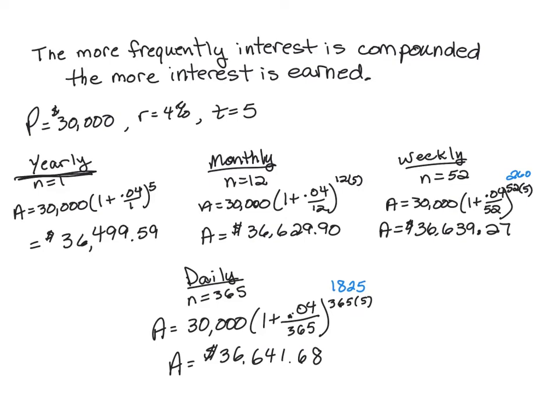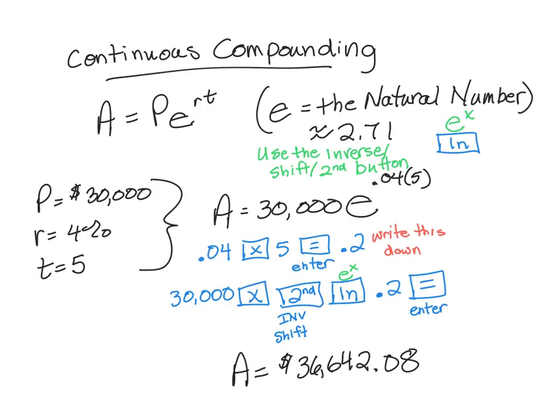Now, the money is not that much different than weekly, but it still is greater. And there's an even better way to do this. And the differences are so small that sometimes it just pays off to use the next formula that's coming up. Sometimes it's just easier to do the calculations by doing continuous compounding.